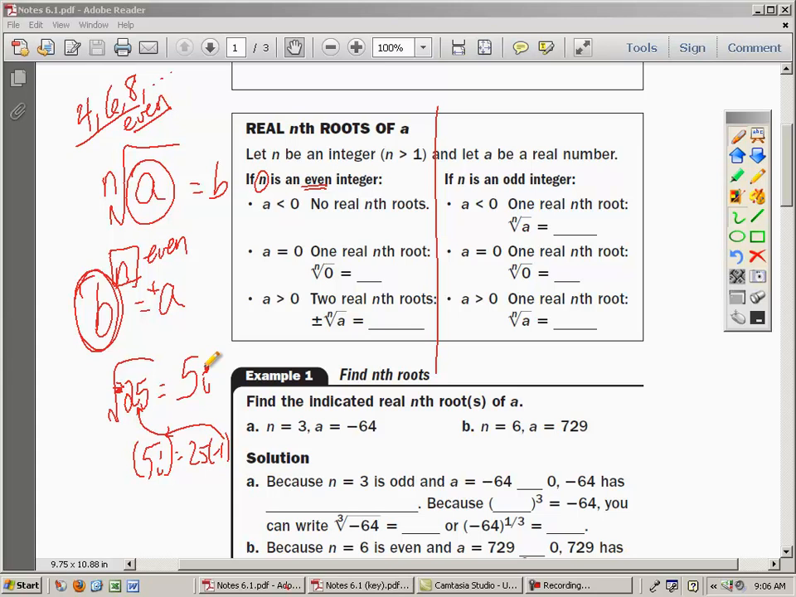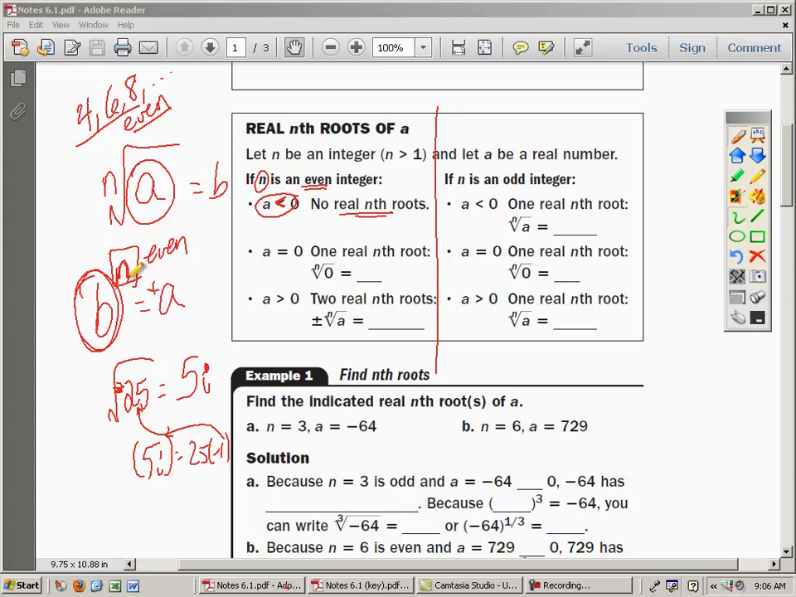Now, just remember that the square root of negative 1 is i. We don't have anything special for the fourth root or the sixth root of negative 1. So we're not worried about that right now, but basically we're saying this. If the number under the radical is negative, if it's less than 0, then there are no real nth roots because you can't take the even root of a negative number.